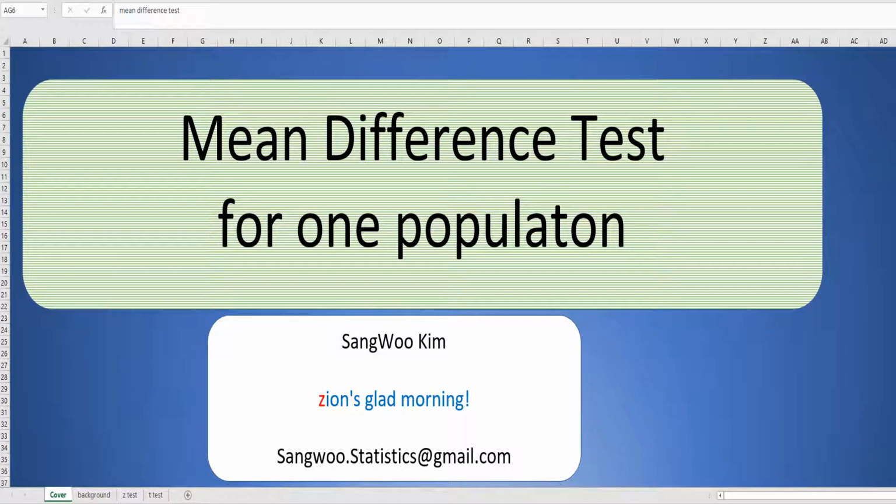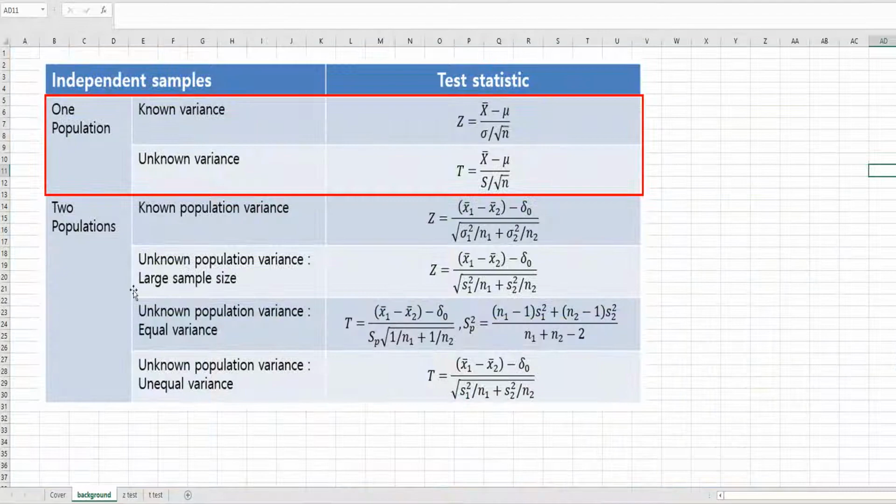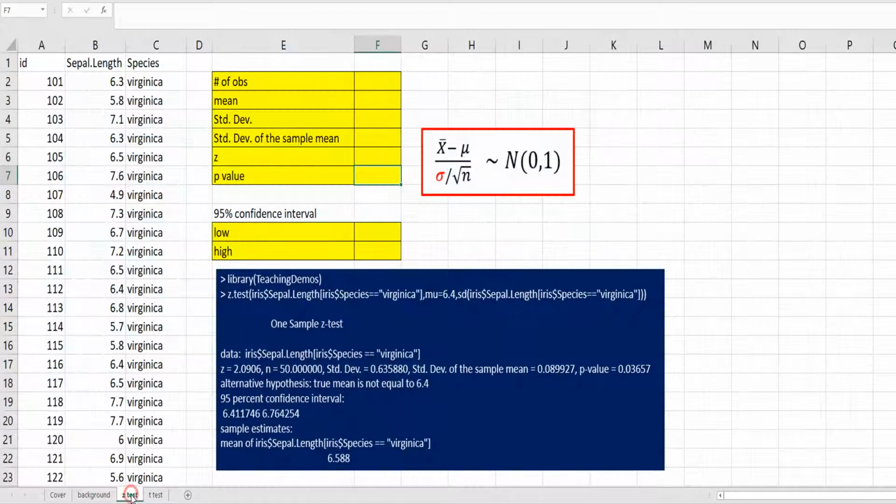In this video, I would like to show you how to do a mean difference test for one population. We can think of two cases, so in this video I would like to focus on this area. We can do a Z-test once we know the population variance, and we can do a T-test once we don't know the population variance. Let's cover the Z-test first.